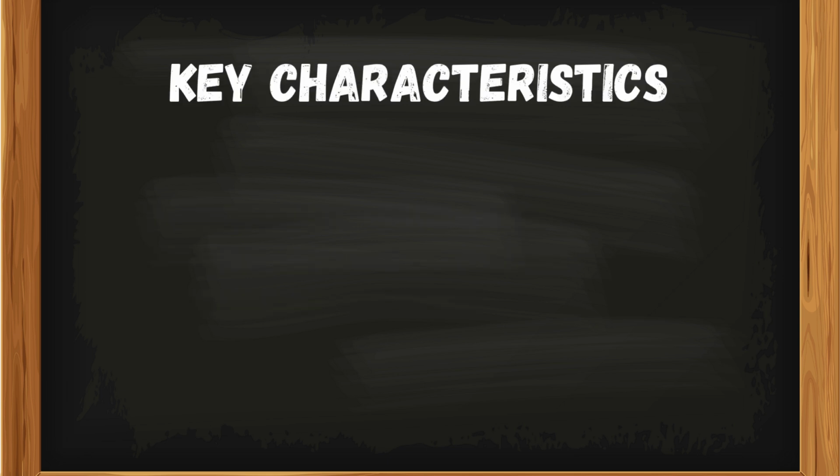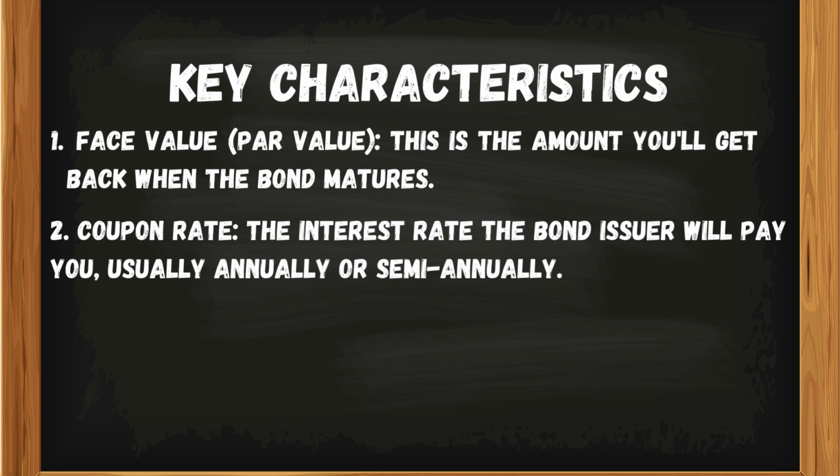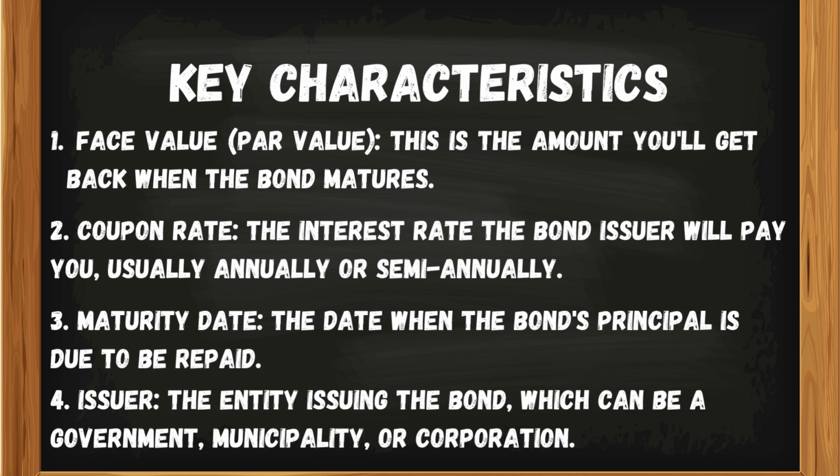The key characteristics of bonds include the face value, also known as par value. This is the amount you'll get back when the bond matures. Coupon rate, the interest rate the bond issuer will pay you, usually annually or semi-annually. Maturity date, the date when the bond's principal is due to be repaid. And the issuer, the entity issuing the bond, which can be a government, municipality, or corporation.